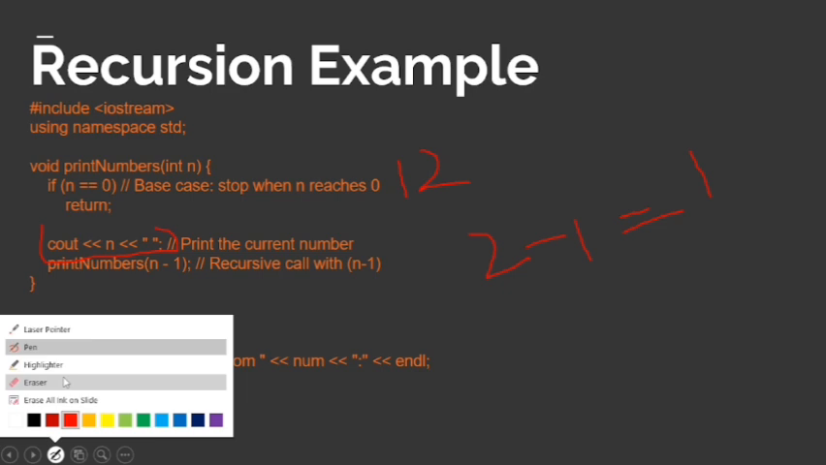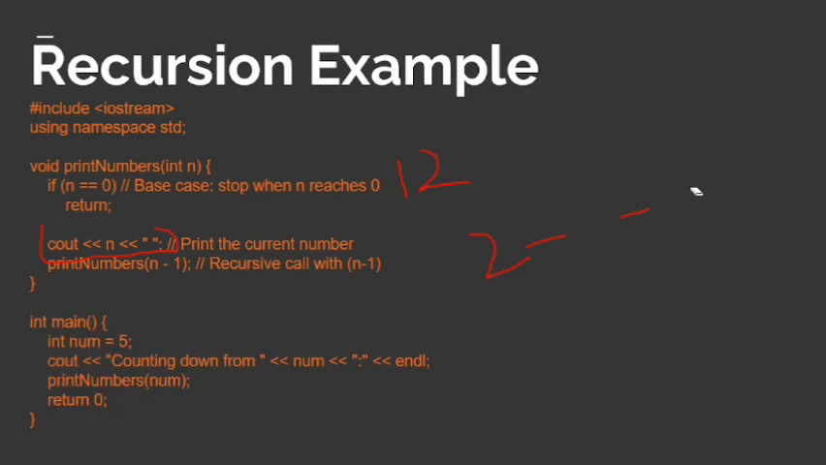This is the basic example of the recursion. If you understand it, I hope you will understand this. And you can see that the output is a countdown from 5, 4, 3, 2, 1.